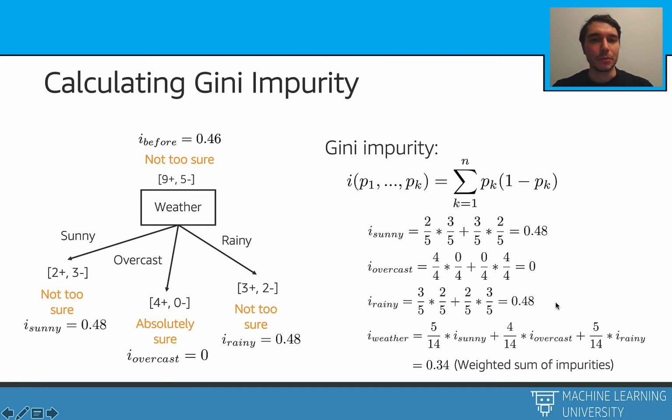As you see, when we plug in numbers, for the overcast case, we have 0 terms. And because of that, this multiplication becomes 0. And this is actually the expected result because this is absolutely pure. So it means it should be 0 in terms of impurity. And overall, we are going to look at the weighted sum of these impurity scores. So when we do that for the weather, we see that it's 0.34.